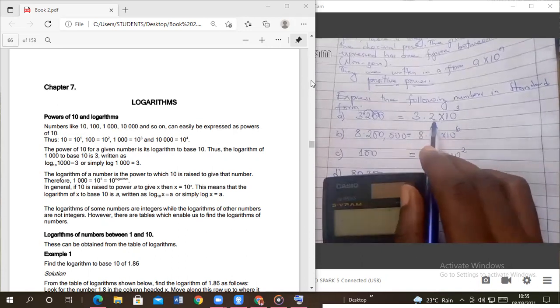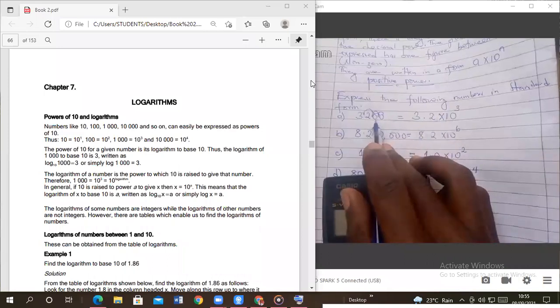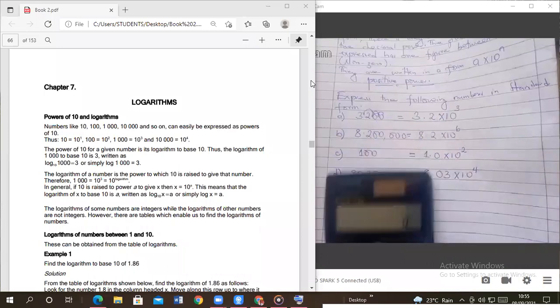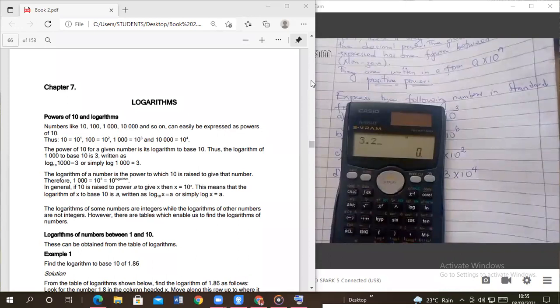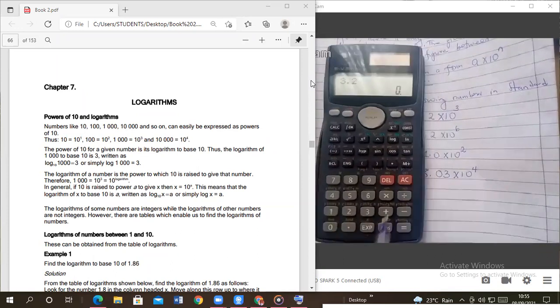Now I want to write it from standard form to normal notation. So I'm going to press 3.2. In our calculator, the times 10 is already here. Exponent is already representing times 10. Are we together, members? Exponent is already representing what? Times 10. So you press exponent there.